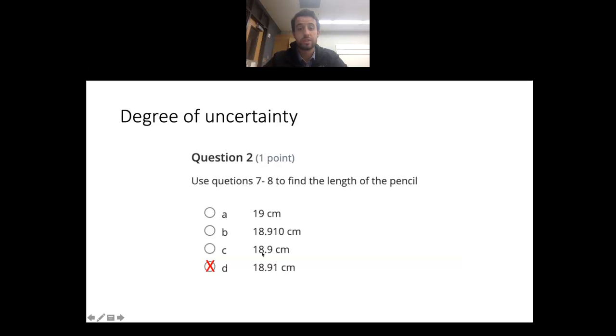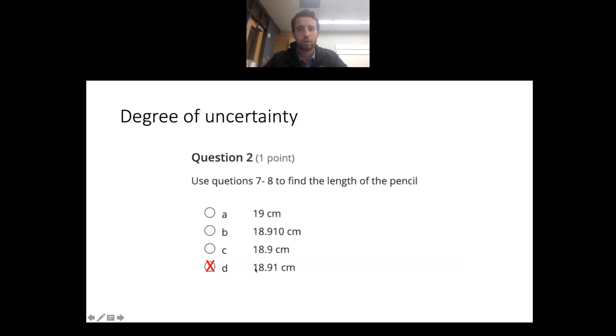It couldn't be C because you can go one extra place because you have those three numbers. It couldn't be A because it's on 18, and you have a couple other numbers that you can figure out. And it's not B because that 0 would be a second degree of uncertainty that we cannot guess. So that's why the answer here is D.